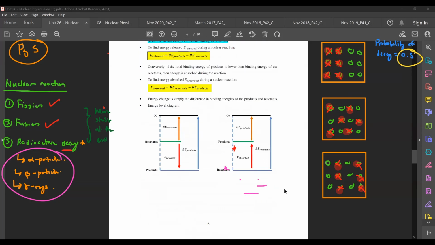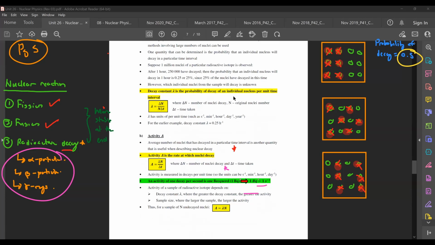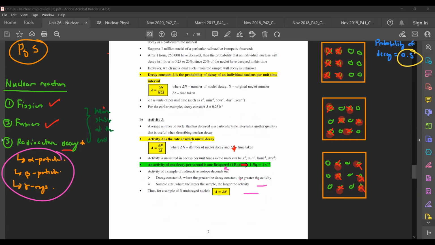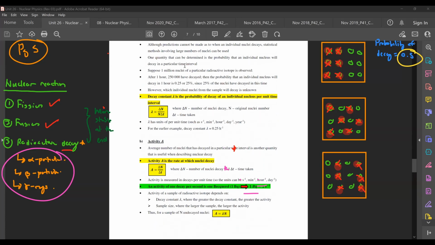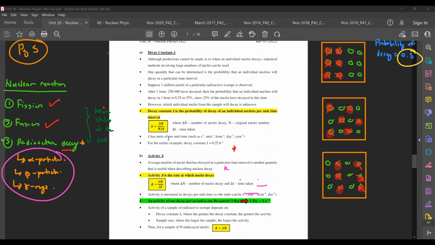Okay, and then after that, you move on to page 7. Page 6 is something that I already discussed with you last week. So you move on to page 7. When it comes to nuclear decay, there are a few parameters or quantities that you're always interested in in order to describe the nuclear decay. Now the first one would be something called decay constant lambda. The symbol lambda here does not refer to wavelength, it refers to decay constant.